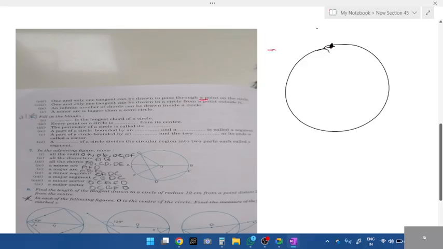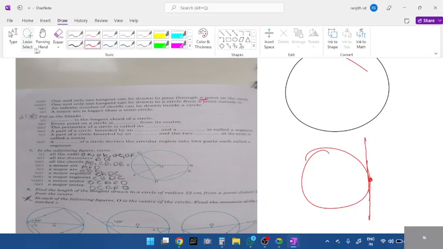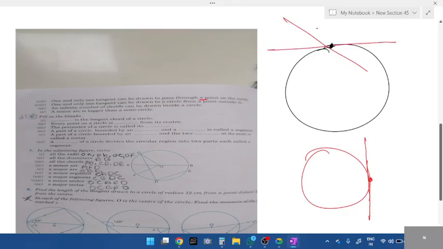In this point, how many tangents can be drawn? How many tangents are possible? Only one tangent. If I draw like this, is this a tangent? No, it's not a tangent. If I keep a point here and draw it like this, this is a tangent. How many tangents can be drawn, students? For a single point, only one tangent can be drawn. So the answer is true. Seventh one is true.